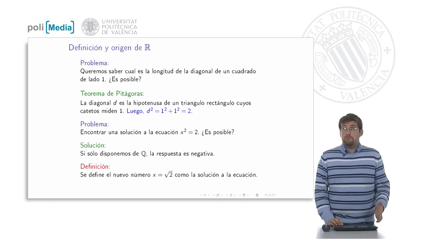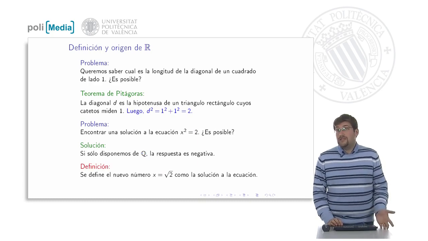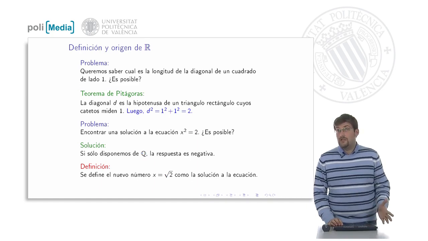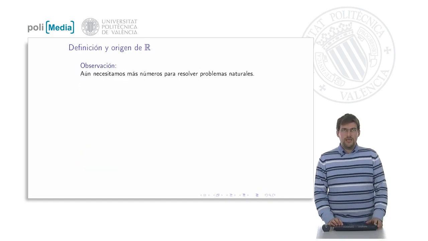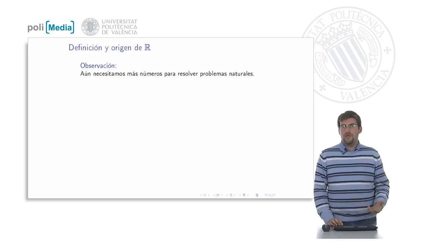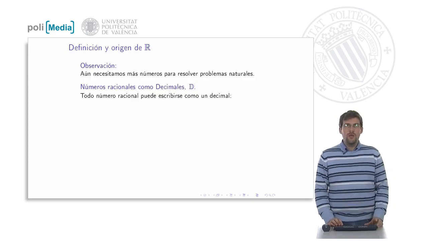Therefore, we define a new number, the square root of 2, which initially is not part of the set of rational numbers. Thus, we are expanding the set of rational numbers to new horizons. From this problem, we can observe that there's a need to introduce additional numbers.